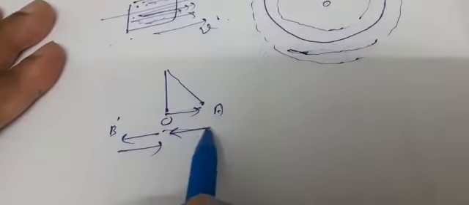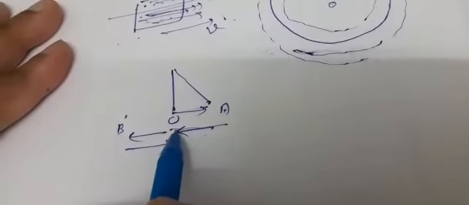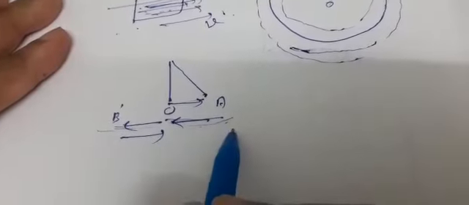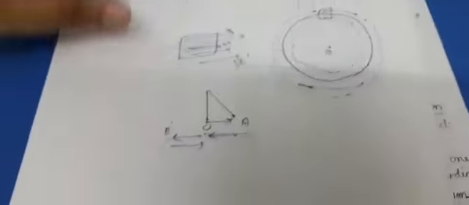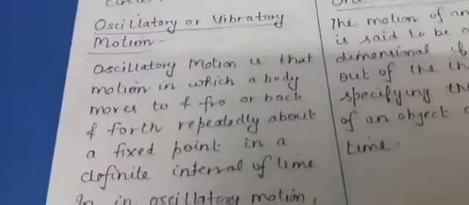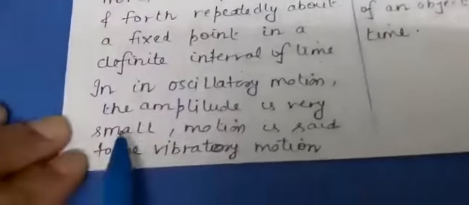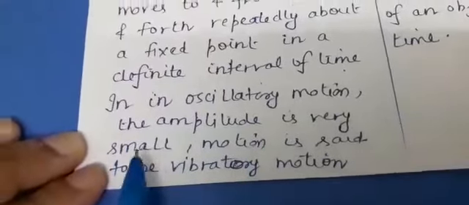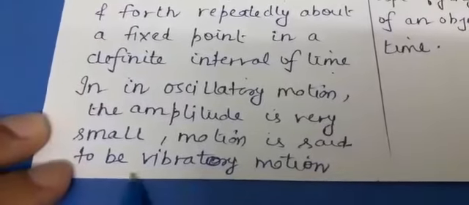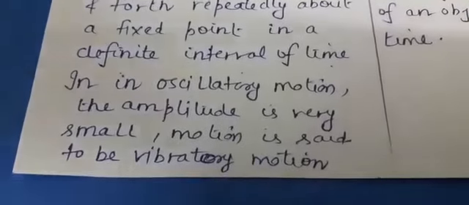So this vibration, O to A, A to O, O to B, B to O. This kind of vibration of any object is oscillatory motion. Although oscillatory and vibratory motion are almost one and the same thing, one slight point I have to tell you is that in oscillatory motion the amplitude is very small, otherwise the motion is said to be vibratory motion.